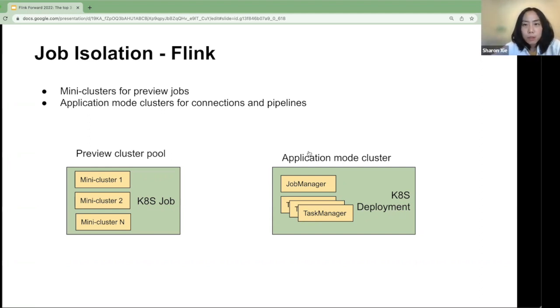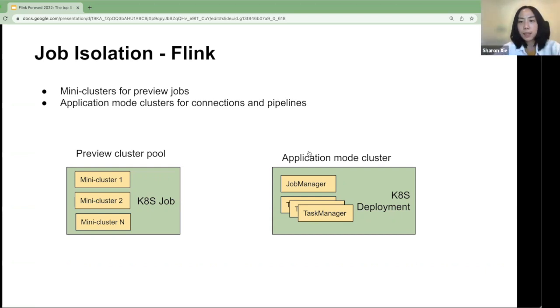So because all those preview jobs are running using mini clusters, for faster response, we use the Kubernetes job controller to maintain a pool of mini clusters that are ready to take requests. Each mini cluster pod takes just one request, runs it, returns the result back to the user, and exits. We make it one-time use to prevent potential data sharing between different jobs.